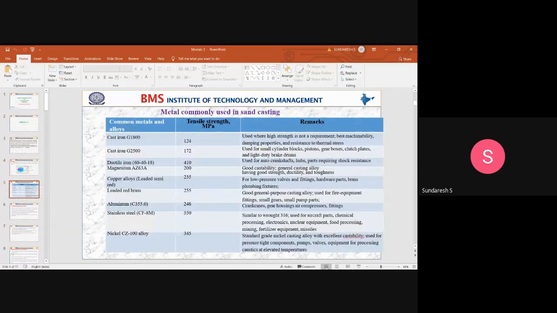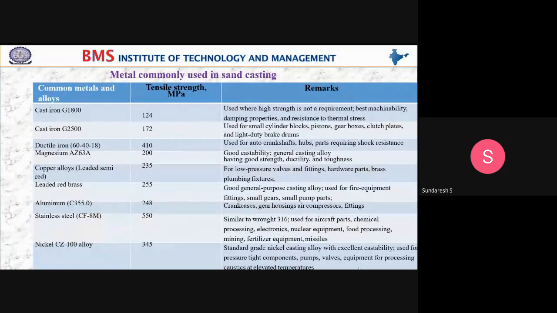All right. Now let us look at this table, metals commonly used in sand casting. Look at these materials. It is generally metal. I was just talking about the metals, which we melt to their molten temperature, and then pour into the mold cavity.